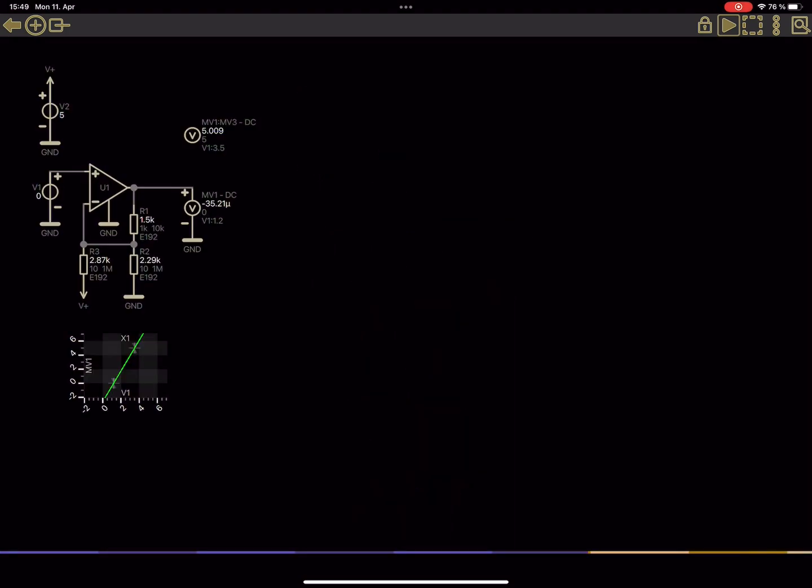So let's start from the non-inverting operational amplifier circuit, which we already know. In this particular case, the DC transfer curve is defined by two DC sweep design targets. Additionally, we assume that our circuit has a single supply of 5 volts.